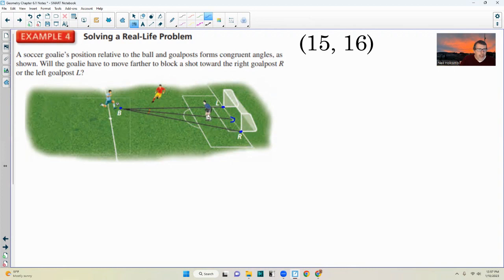So in other words, the goalie is on a point in the interior of angle LBR, and he's on the ray B, and he's the goalie, so let's call him G. So he's on ray BG. So will the goalie have to move farther to block a shot towards the right goalpost R or the left goalpost L? That is the question.